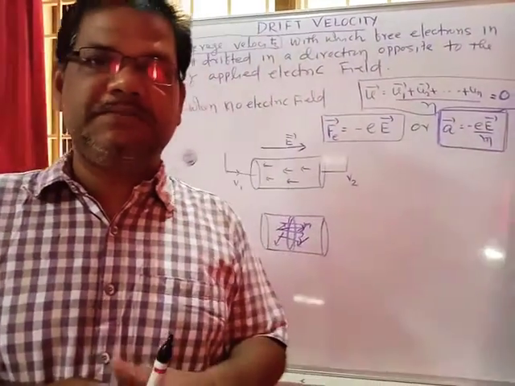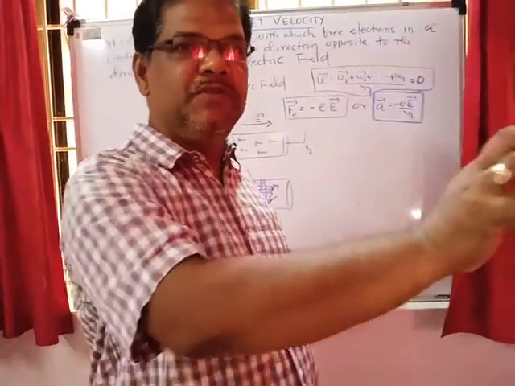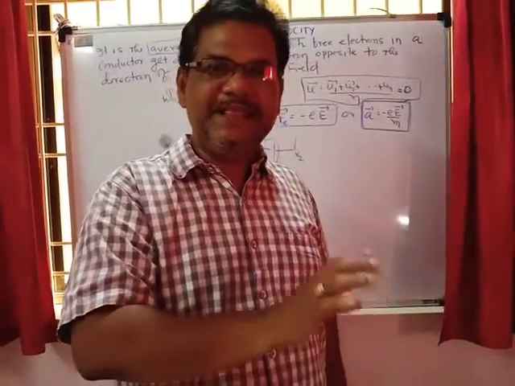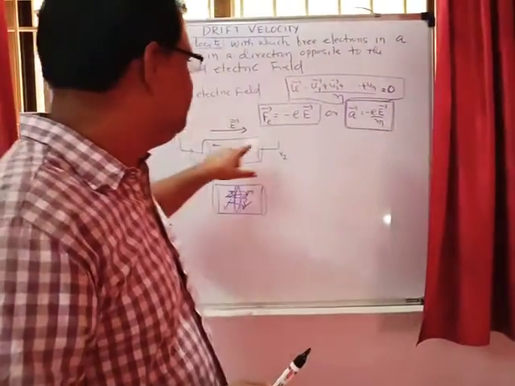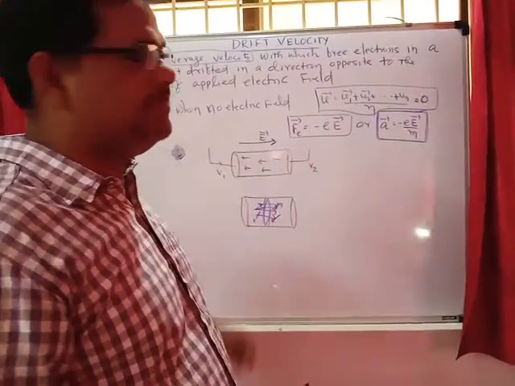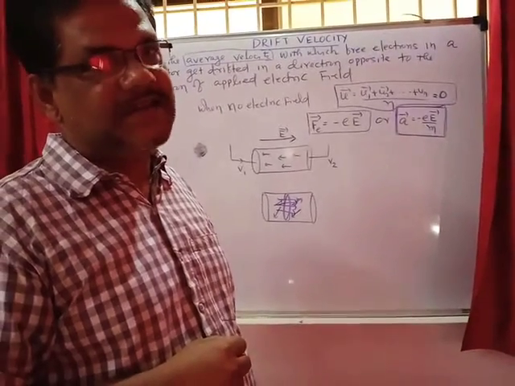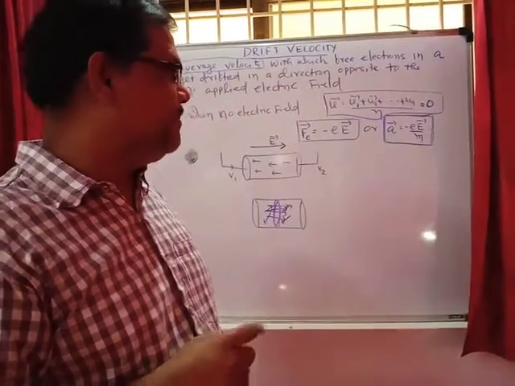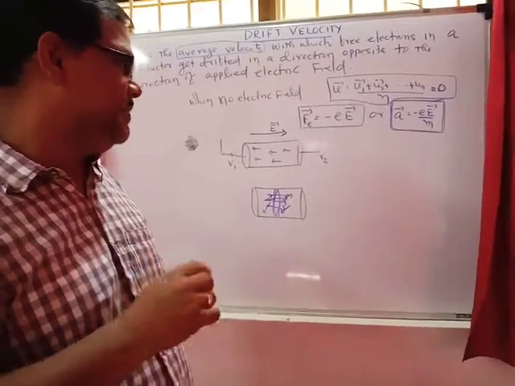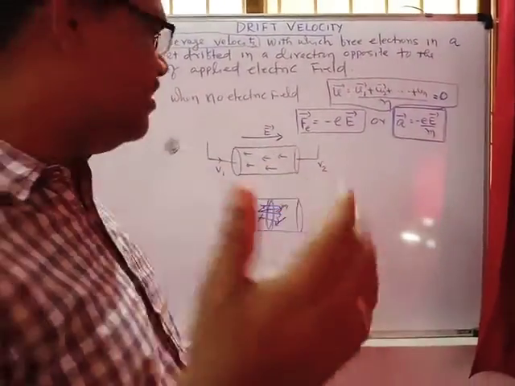They will move, they will break down their speed, again they will move, they will stop their speed. In that manner, all the electrons will be moving opposite to that of the electric field with a constant average velocity. That constant average velocity is called the drift velocity. Now let us consider one by one for all the electrons.